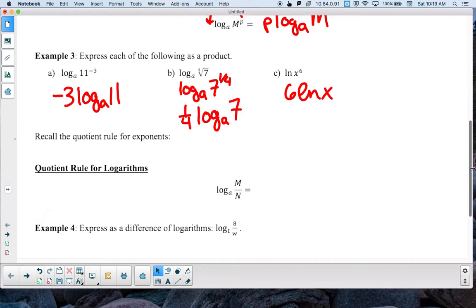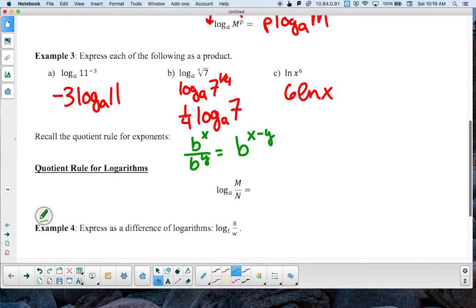In our quotient rule, if we had b to the x over b to the y, we would subtract our exponents, so x minus y. And similarly, if we have log base a of m divided by n, we can write this as log base a of m minus log base a of n. Remembering that the expression in the denominator is going to be what we are subtracting.